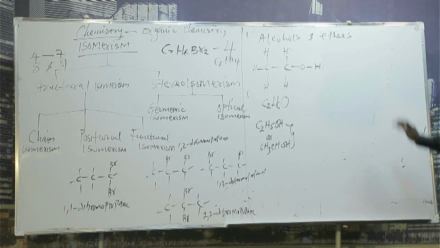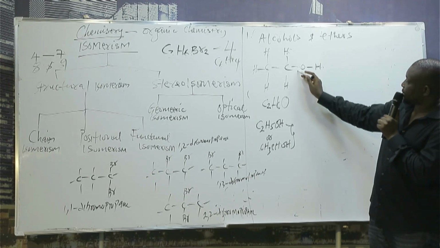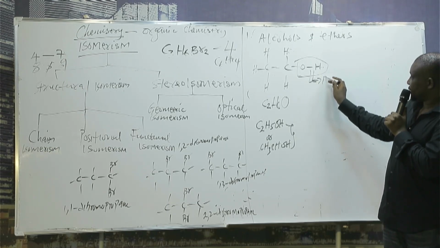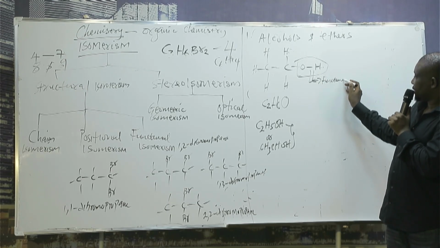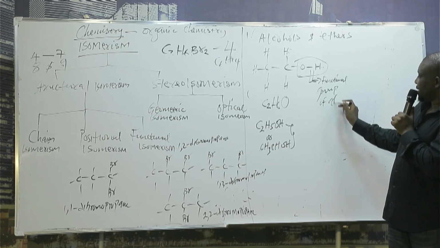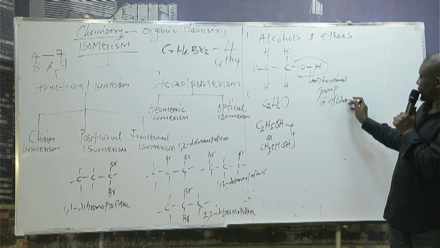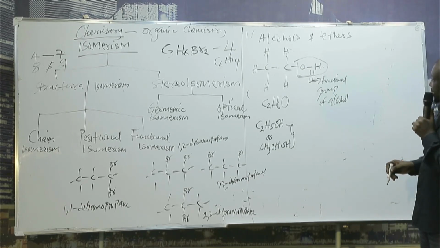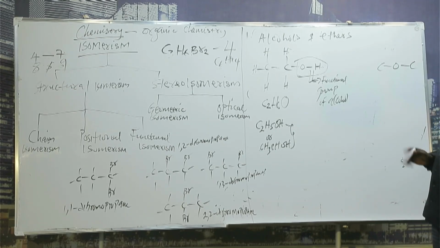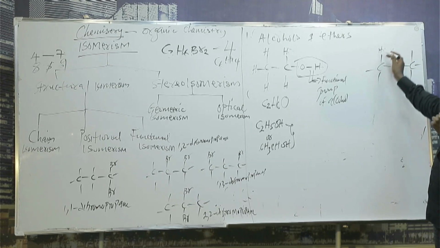Well, let's see the other one. The functional group is this. This is the functional group of alcohol, if you have OH. Do you see? So over here you have COC. At this side, you have CH3. At this side, you have CH3.